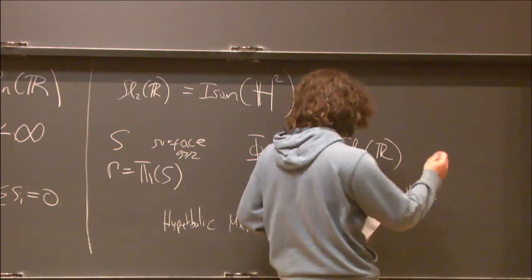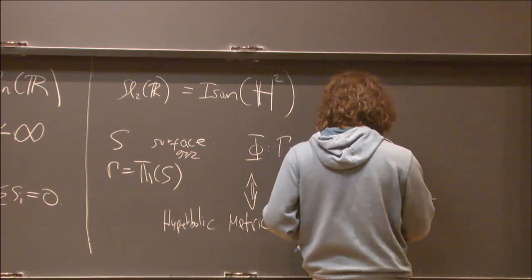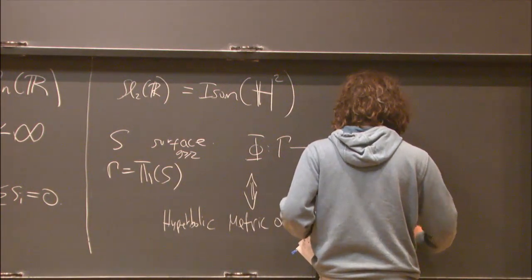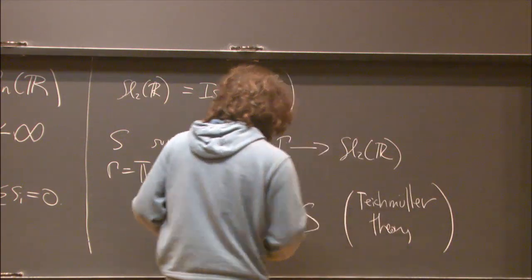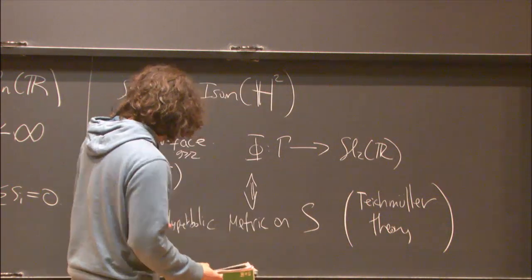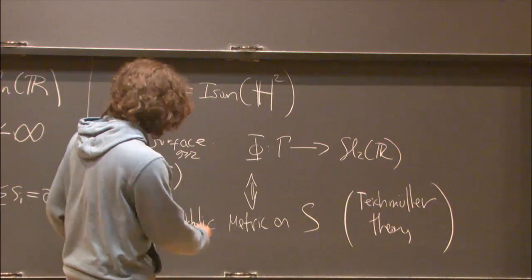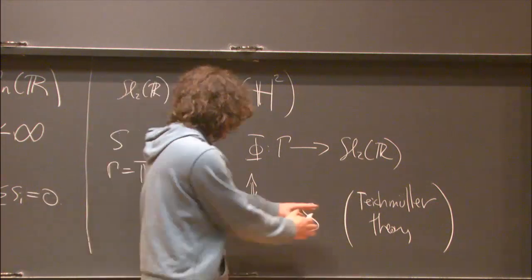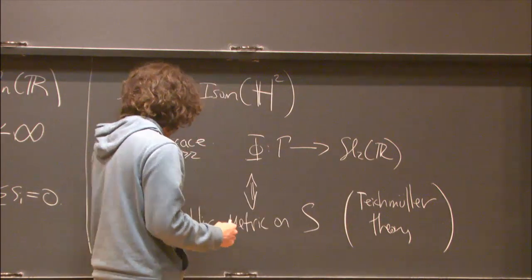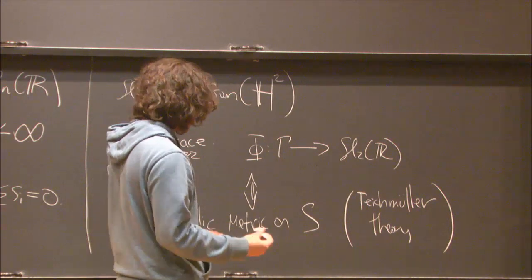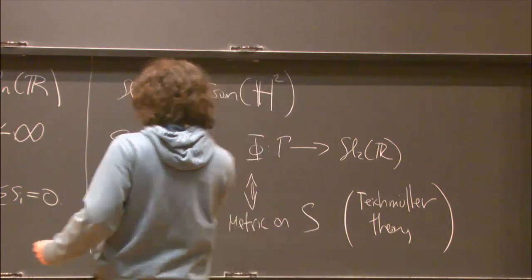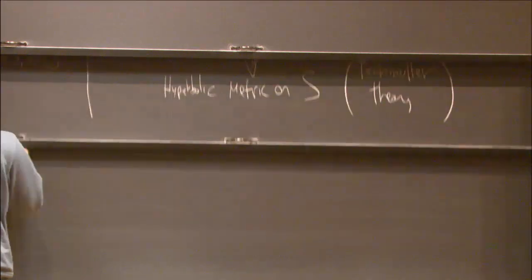This is Teichmuller theory, but when it is a hyperbolic manifold of more dimension, there's not so much flexibility to give a hyperbolic metric. So this is what is Mostow rigidity.